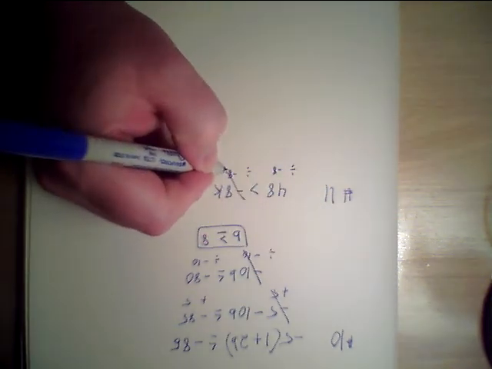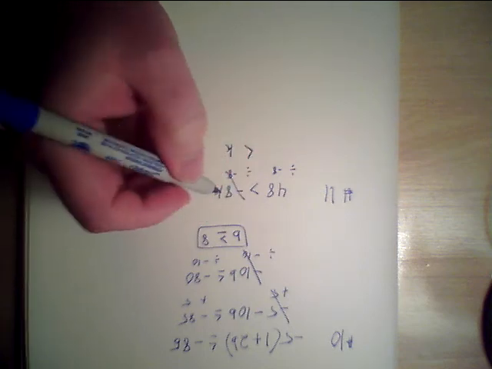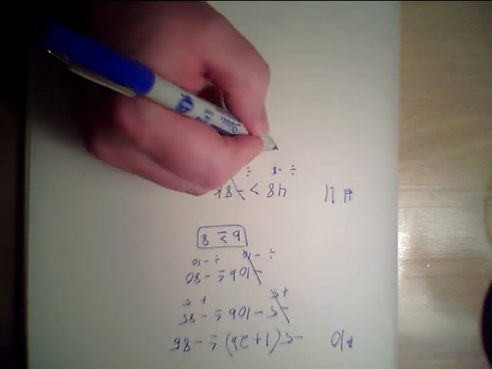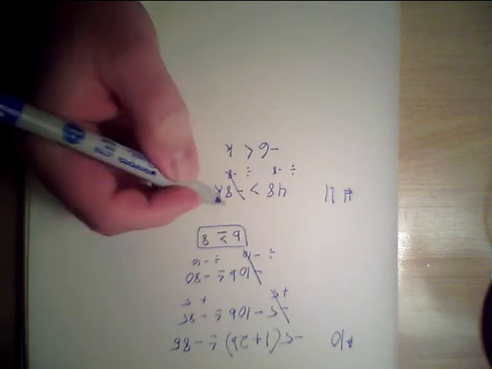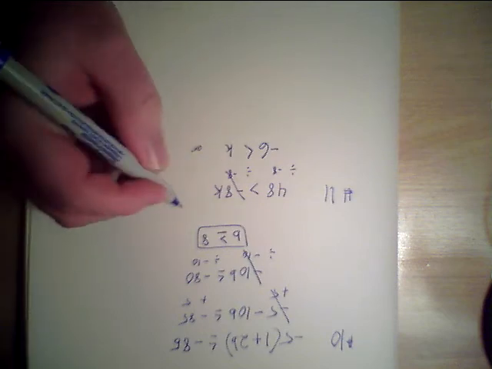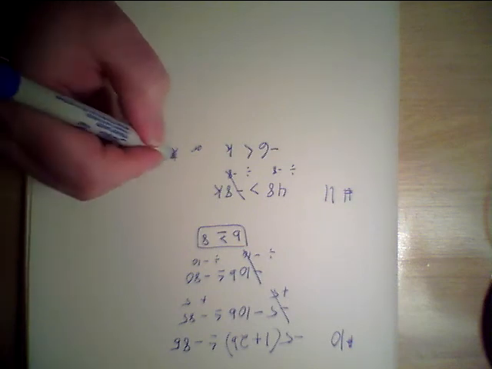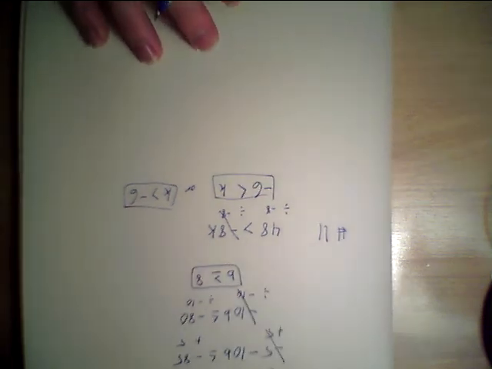That's going to cancel. So we have a k on this side. The inequality flips. And we have 48 divided by negative 8, which is going to give you a negative 6. So we have negative 6 is less than k. Or another way of saying that is k is greater than negative 6. Both of these are acceptable.